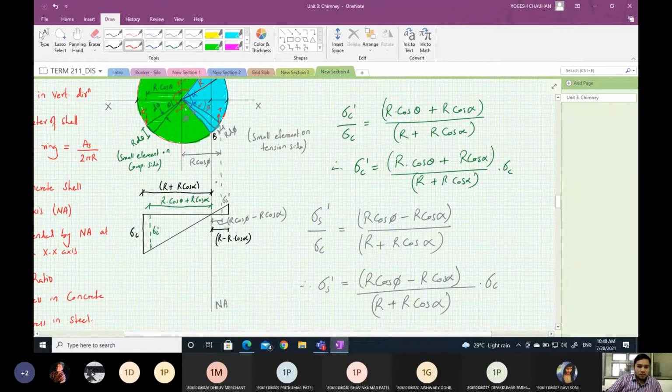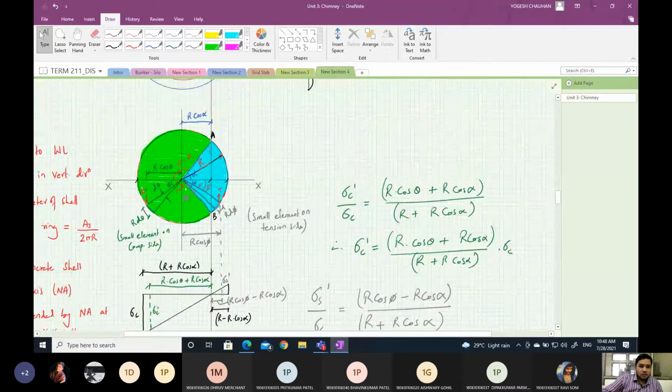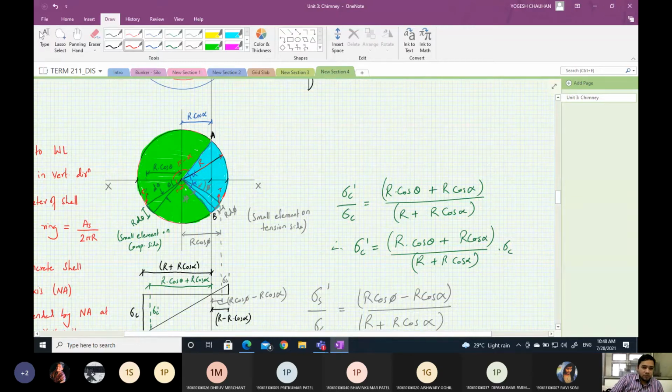So this t is located at a distance, it will be multiplied by r cos phi, and this c will be multiplied by r cos theta. The distance from the center is, we are taking the moment at this center. So c into r cos theta and t into r cos phi. That will be the moment at the center.